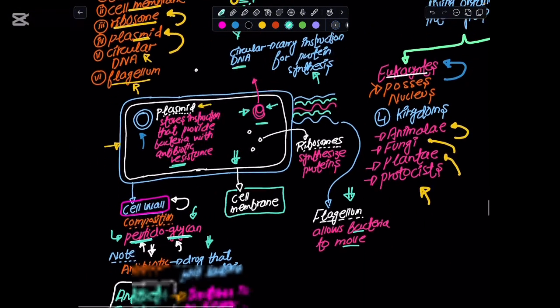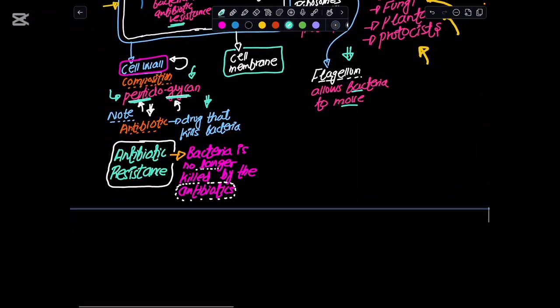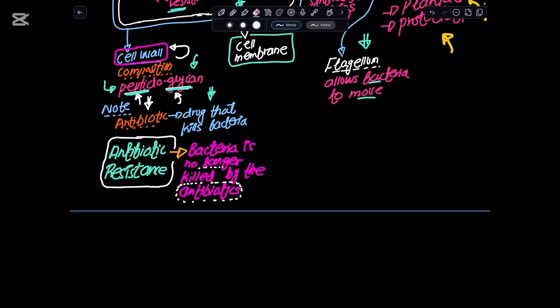Now what do we mean by antibiotic resistance? At some point, you may have got ill, and the doctors prescribe you a medicine, and that medicine is an antibiotic. The antibiotics that we use either have an ability to kill the bacteria, or an ability to stop the cell divisions in the bacteria.